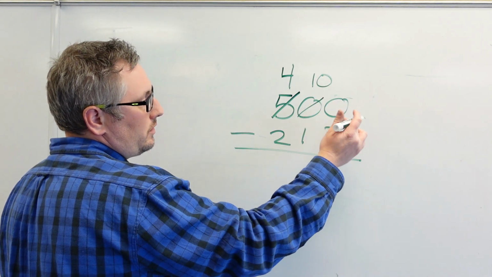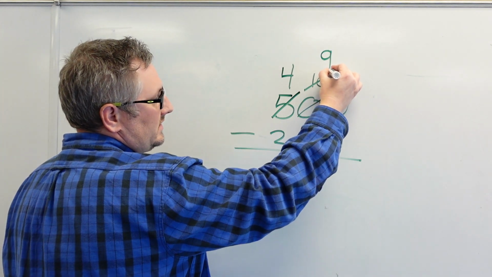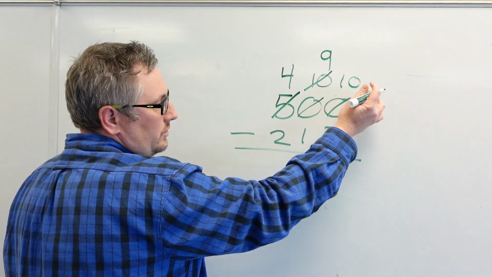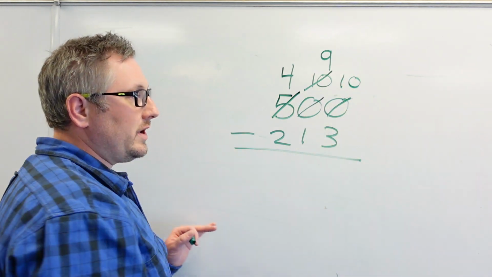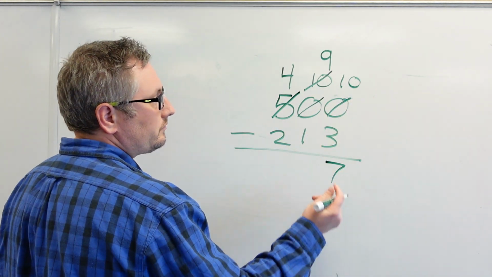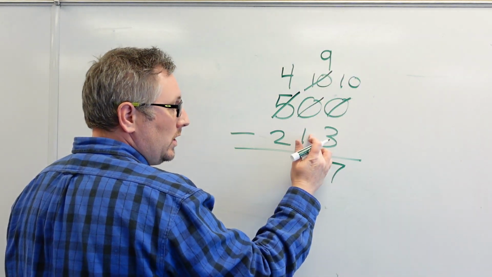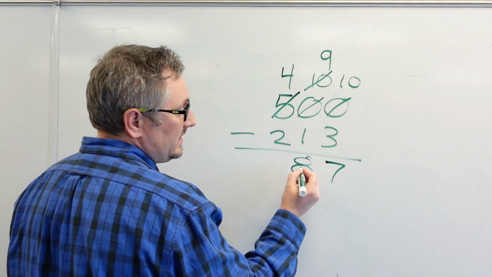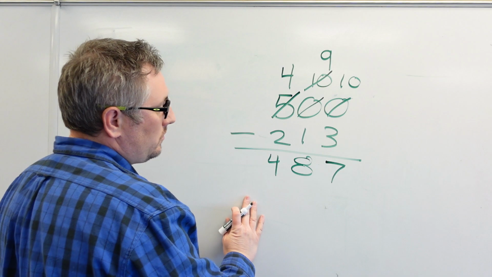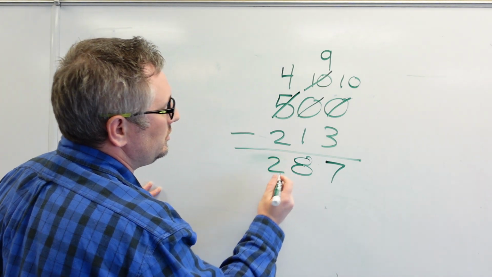But I still need to borrow 1 ten for the ones place. So I cross out my 10 tens. I take away 1 ten, and I add 10 to 0, which equals 10. Now I can do my subtraction. 10 minus 3 equals 7. 9 tens minus 1 ten equals 8 tens. And 4 hundreds minus 2 hundreds equals 200.